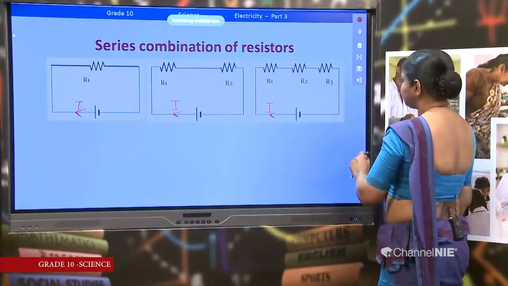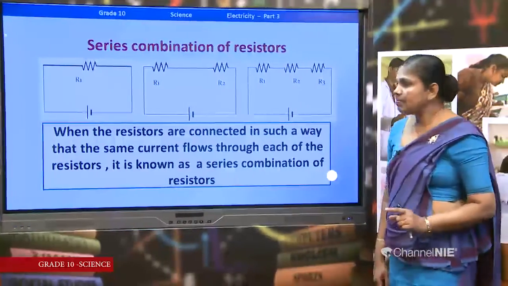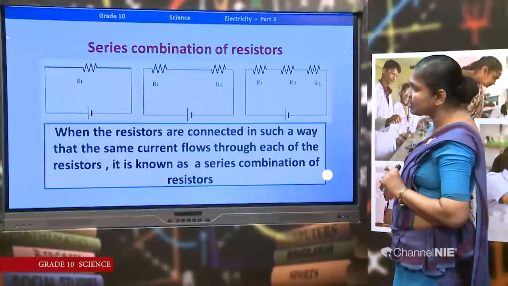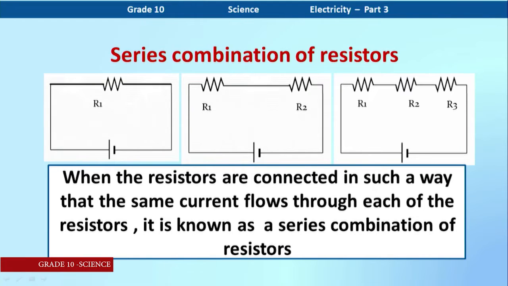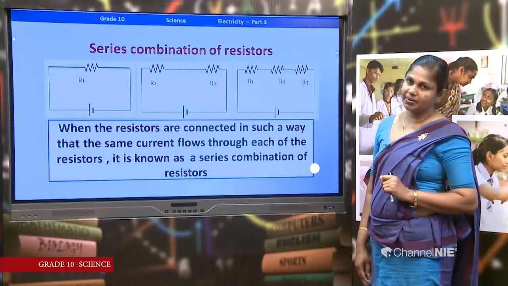Here, children, when the resistors are connected in such a way that the same current flows through each of the resistors, it is known as a series combination of resistors. The same current flows through each resistor, children.